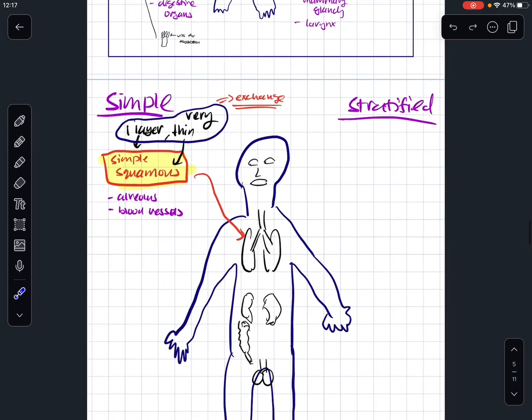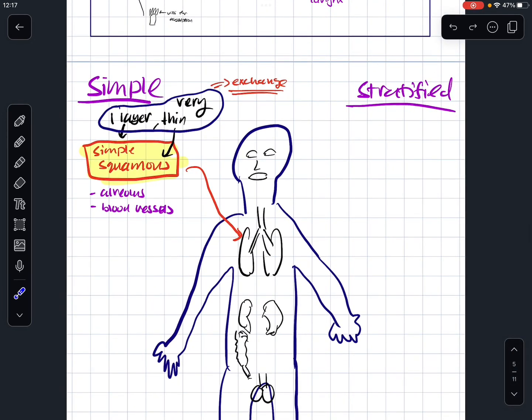So let's start with simple squamous. Simple refers to 1 layer. Squamous is basically the shape of the cell, which is very thin. And this adaptation basically helps in exchange of substances. So in the case of here, which is the lungs, or more specifically the alveolus, it helps in exchange of gas. And if it's blood vessels, it helps in exchange of nutrients.